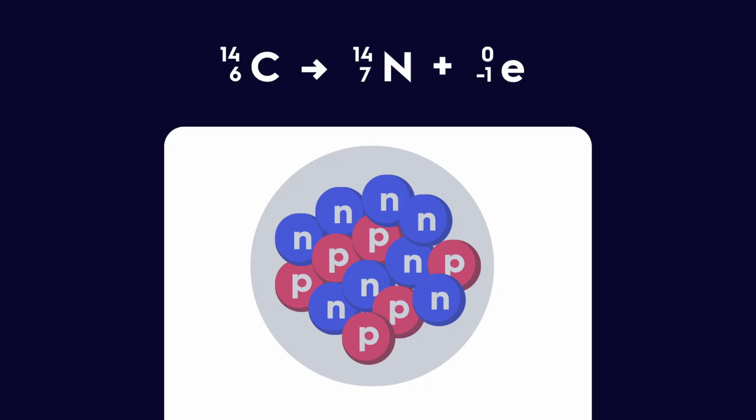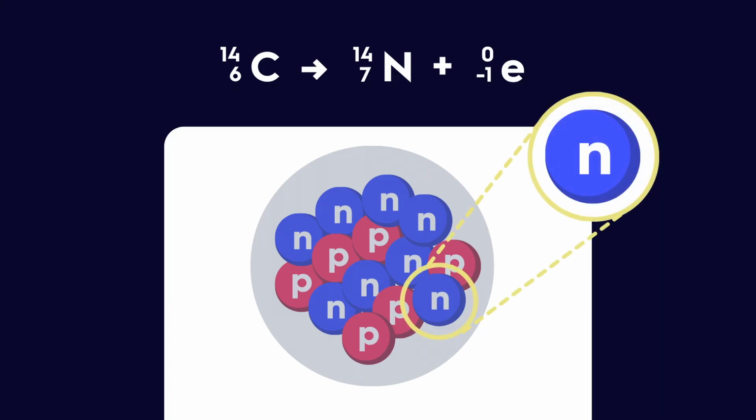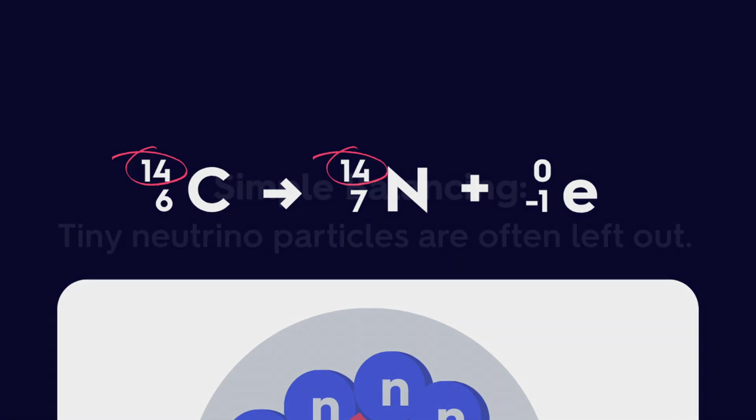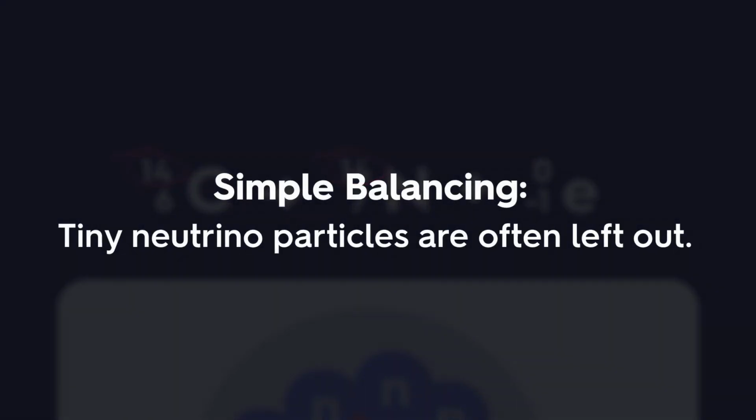Now let's look at beta- decay. Carbon-14 can decay into nitrogen-14 by emitting an electron. In this process, a neutron in the nucleus changes into a proton. That raises the atomic number by 1, so carbon becomes nitrogen, while the mass number stays the same. In simple balancing examples, tiny neutrino particles are often left out.